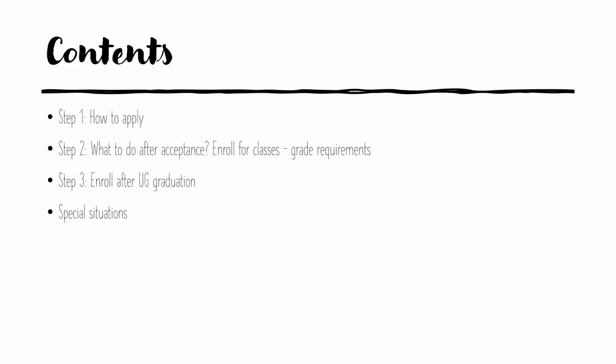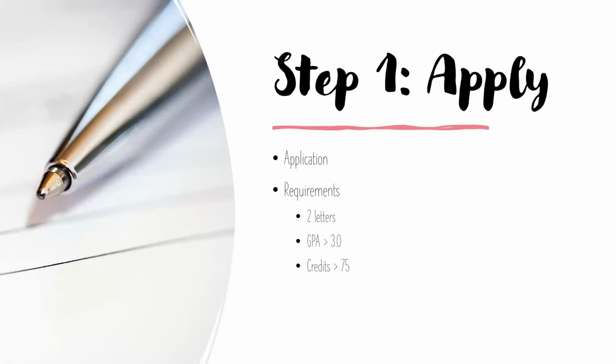Broadly speaking, the series consists of the following steps: how to apply, what to do after acceptance, particularly the process in which students are allowed to enroll for classes. It is not that obvious, and therefore they need to understand what happens. Then, what are the grade requirements in the accelerated program and in the bridge classes, and how to enroll into graduate classes after undergraduate graduation. And then there are certain special situations which we'll discuss at the end of the series. So, the first step: how to apply.